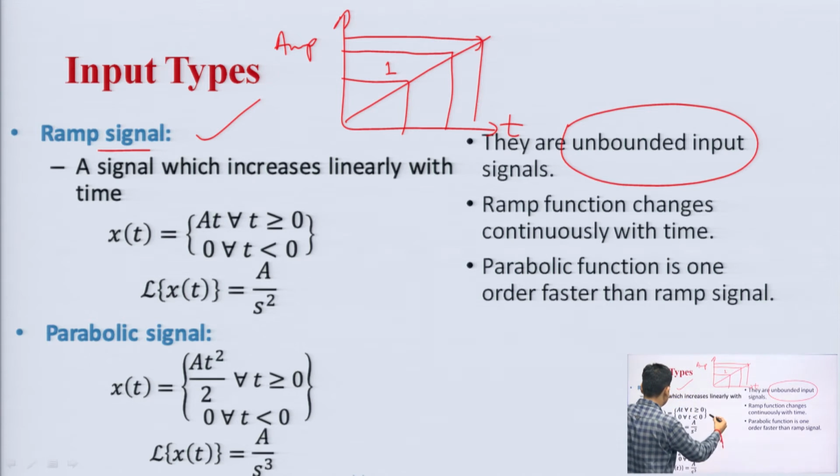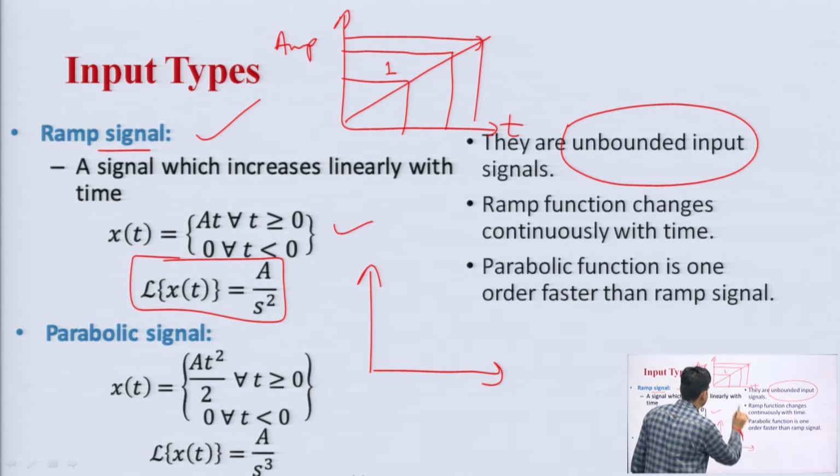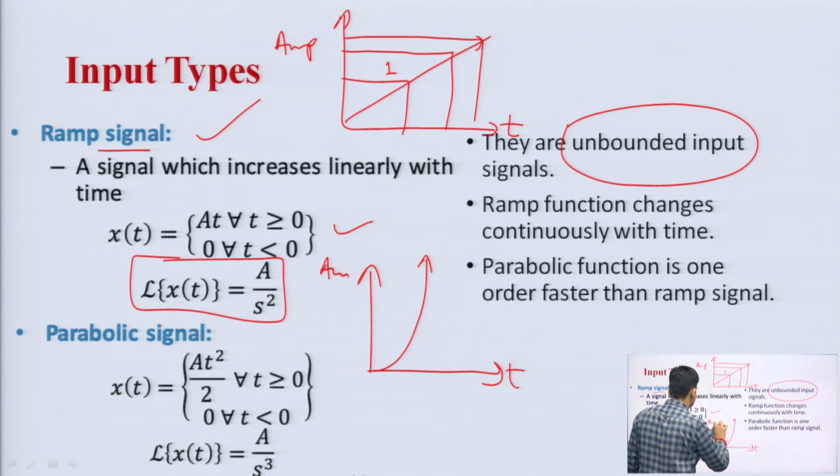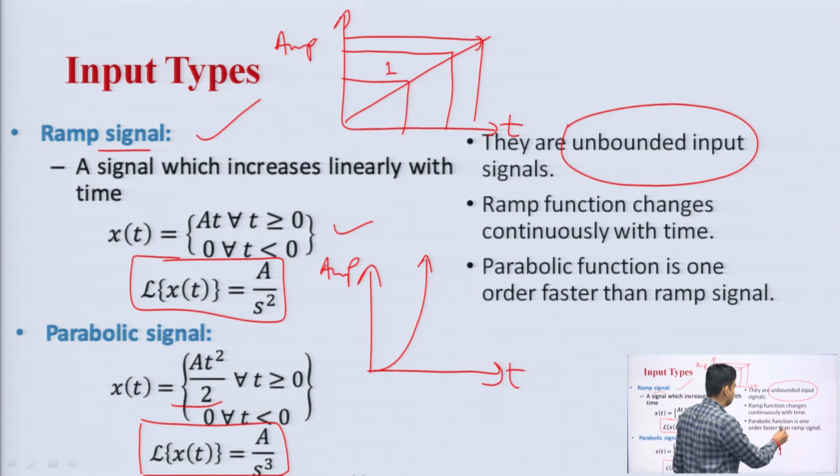It is given by the definition x(t) = t, and if you take the Laplace transform of it, it will be A over s square. And if you would like to see a fast varying input, because the ramp is a slow increasing input, then we need to go for the parabolic type of signal, whose expression is given by A t square by 2, and in the Laplace domain it is A over s cube. So, the parabolic function is faster than the ramp signal. Here we can check the durability of the system.